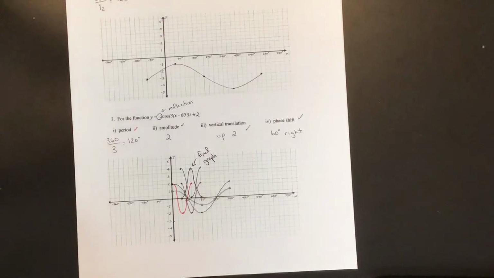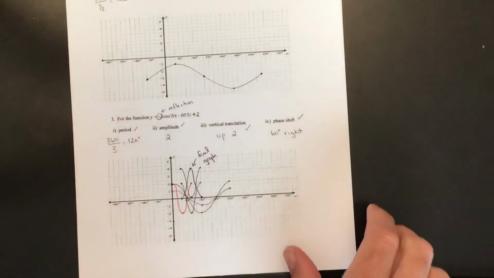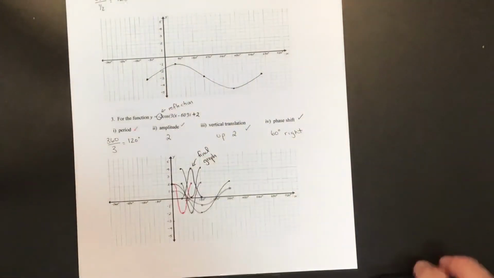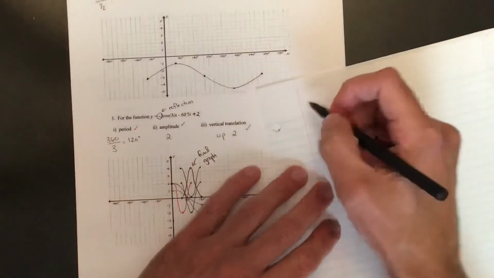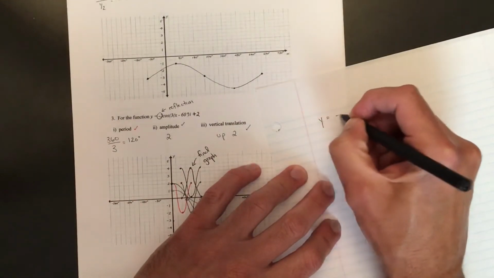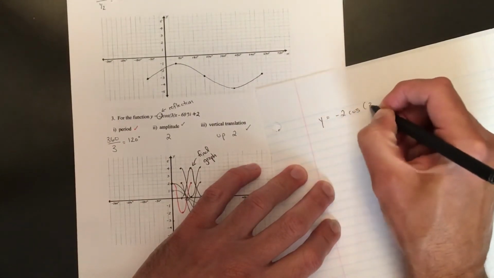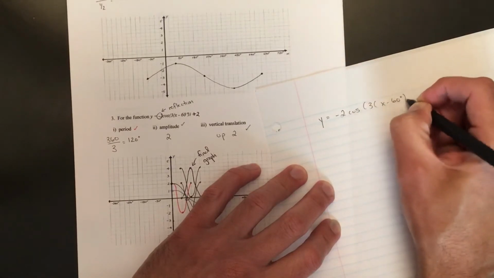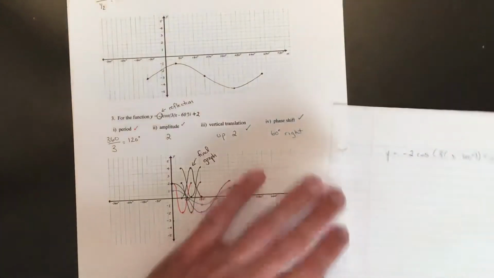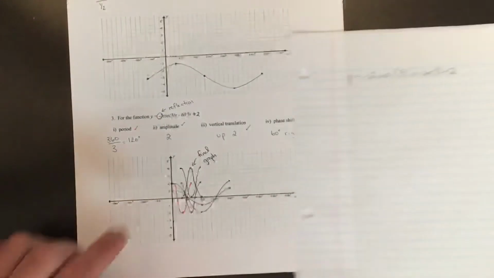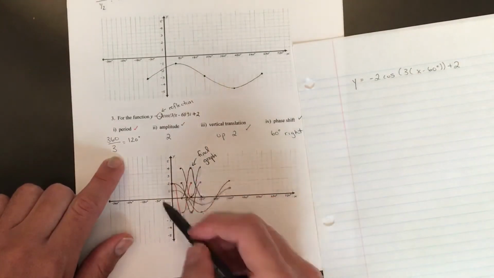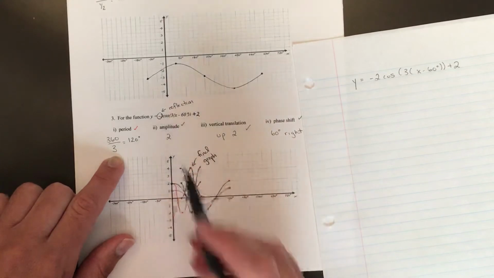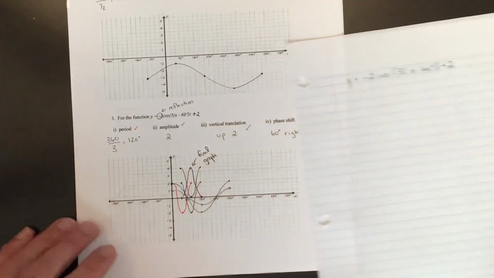Now there is an easier way to do these, especially when it comes to the cos curve, because as you can tell, the sine curves are a bit easier. So let's take this same equation, y equals -2 cos 3(x minus 60) plus 2. Now, what we were doing here is we were taking the equation and drawing the graph based on the equation. What if we draw the graph first and then put our values in?